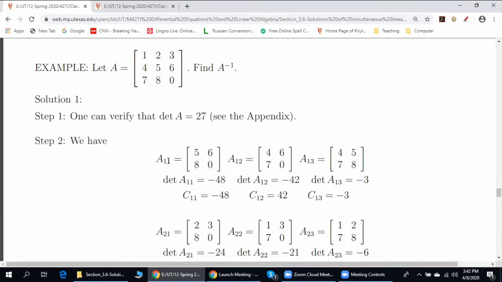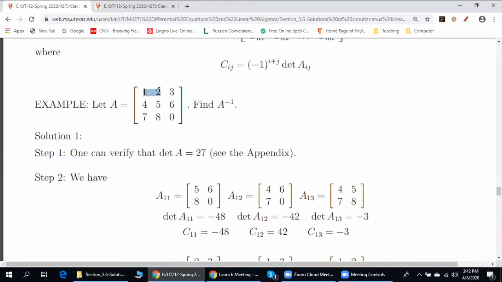In order to obtain A11, we delete row number 1 and column number 1. What is left is 5, 6, 8, 0. It's exactly what is written here. In order to find A12, we delete row number 1 and column number 2. What is left is 4, 6, 7, 0. Done. In order to obtain A13, we delete row number 1 and column number 3. What is left is 4, 5, 7, 8. Done.